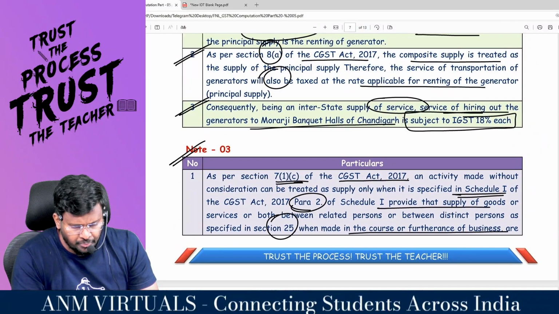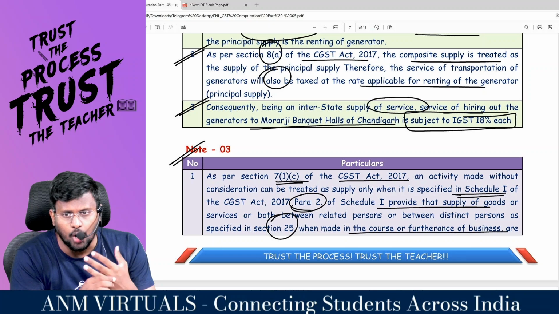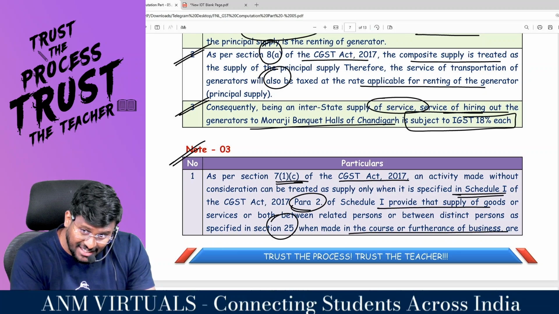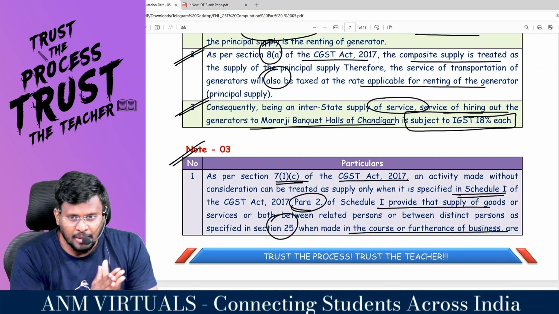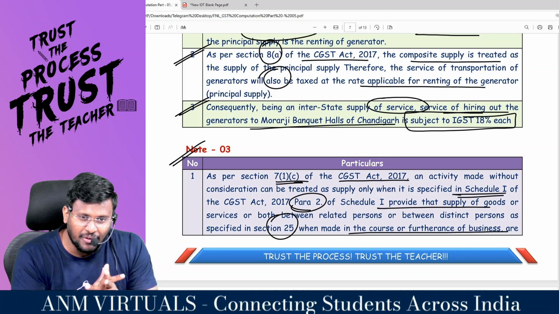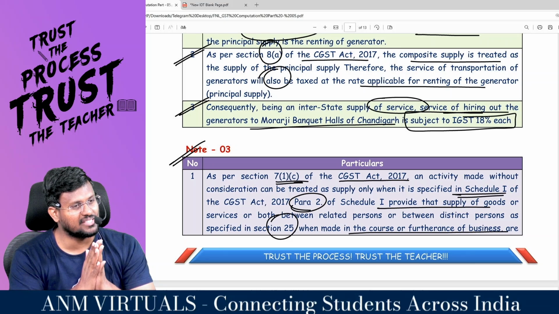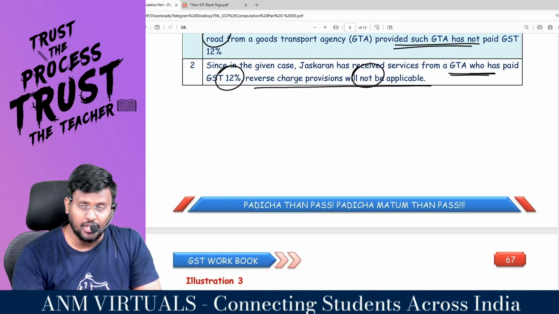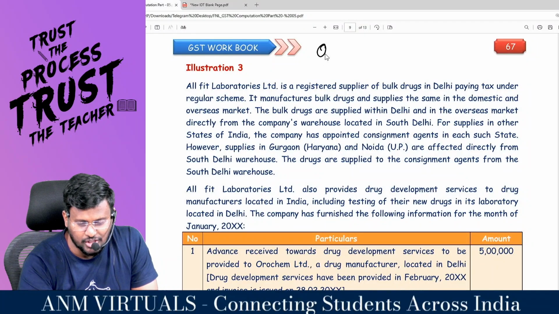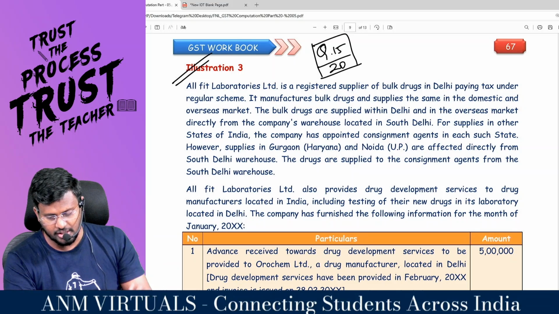Are you comfortable, sir? So through this question, they have tested the concept of mixed supply, composite supply, value of supply, section 15, valuation rules, rule number 28, rule number 35, value inclusive of taxes. This many things have been tested. Comfortable, sir. So we are pending with only one question in this slot, which is question number 15 out of 20 questions, which is the Allfit Laboratories question.